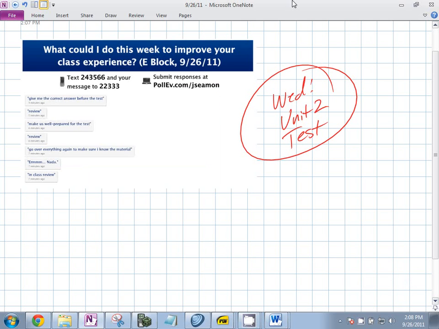Unit 2 test on Wednesday. The first part of your homework, what is it? Well, study always, but journal entry.